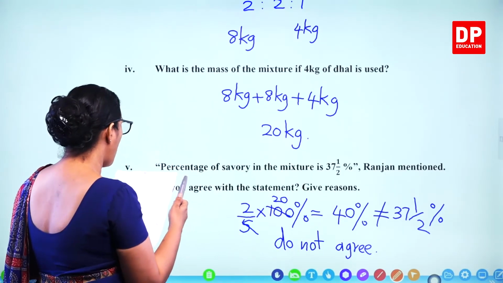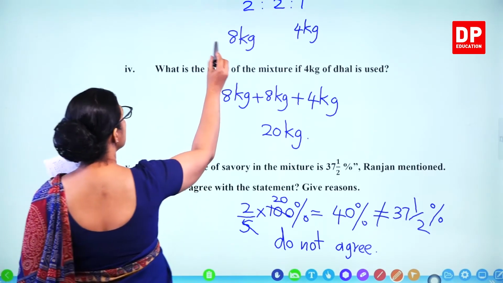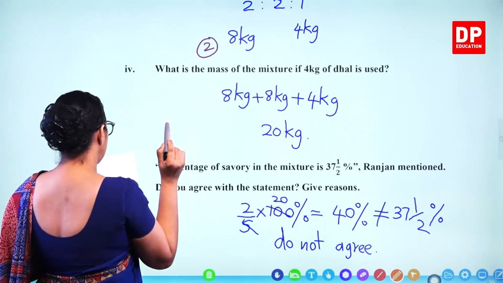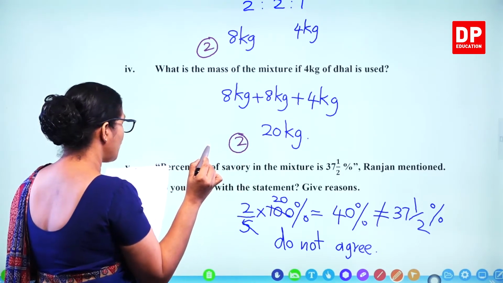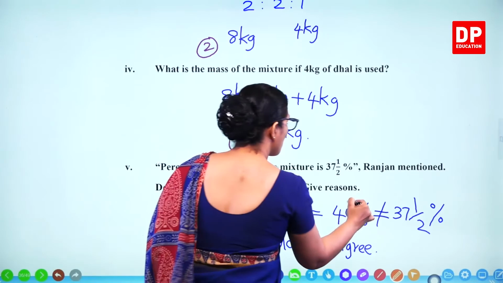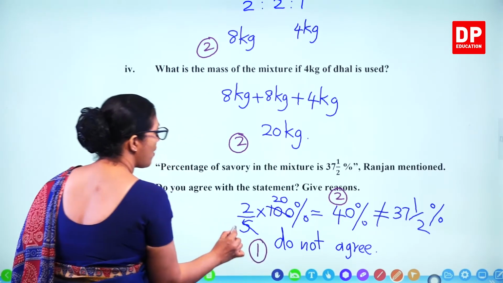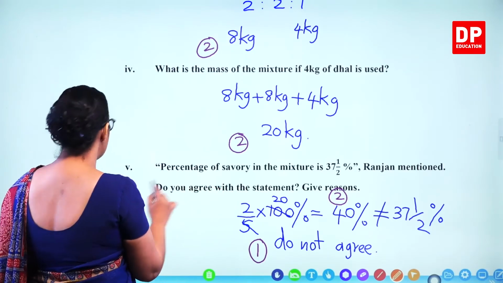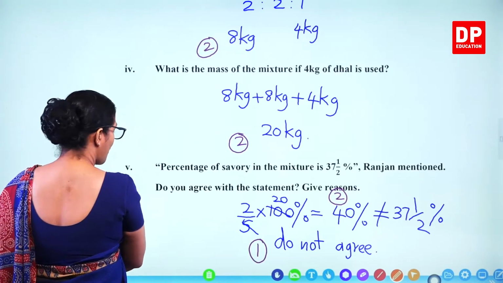Let's see how many marks. 8 kilos, 2 marks. And then 20 kilos, 2 marks. And 40%, 2 marks. And do not agree, 1 mark. 3, 4, 5, 6, 7. 7 plus 4, 11 marks for that.